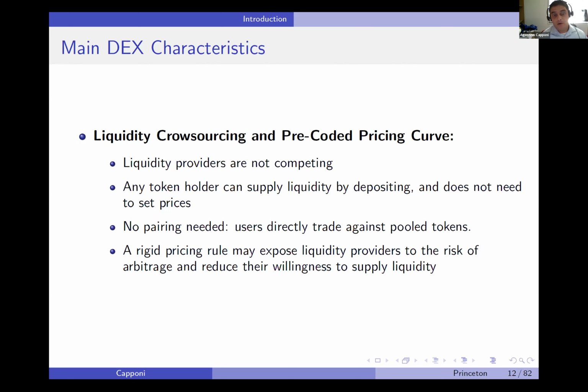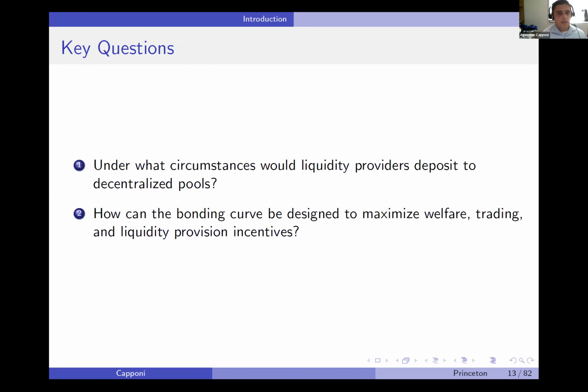So the idea is that you don't want them to stop providing liquidity, to stop depositing tokens. Otherwise, there will be no transaction. There will be no trade. All this infrastructure will not be useful if nobody is providing liquidity. And the key questions that we are answering is basically under what circumstances they would provide liquidity, and maybe also see whether or not there might be situations where they don't provide liquidity in the first place.